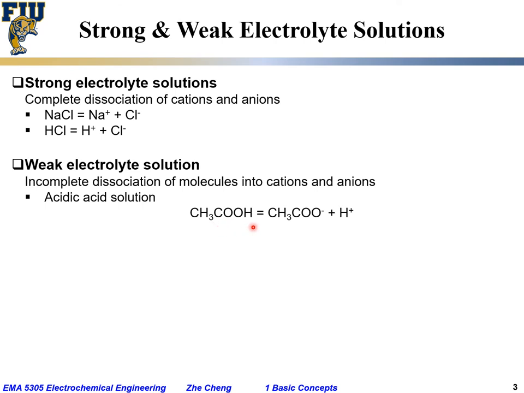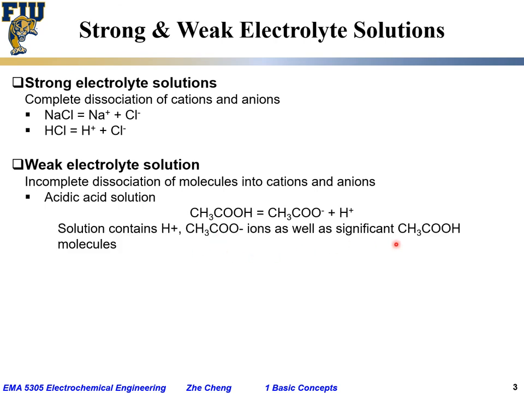CH3COOH. When acetic acid is dissolved in water, some of it would form a positively charged proton cation and the acetate group CH3COO minus anion, but some of the molecules would still remain as acetic acid molecules, neutral molecules. Some of the molecules would remain undissociated, as whole molecules, okay? And this case would be called a weak electrolyte solution. And hopefully in college or high school you learned the dissociation concept, such as the dissociation constant, okay?